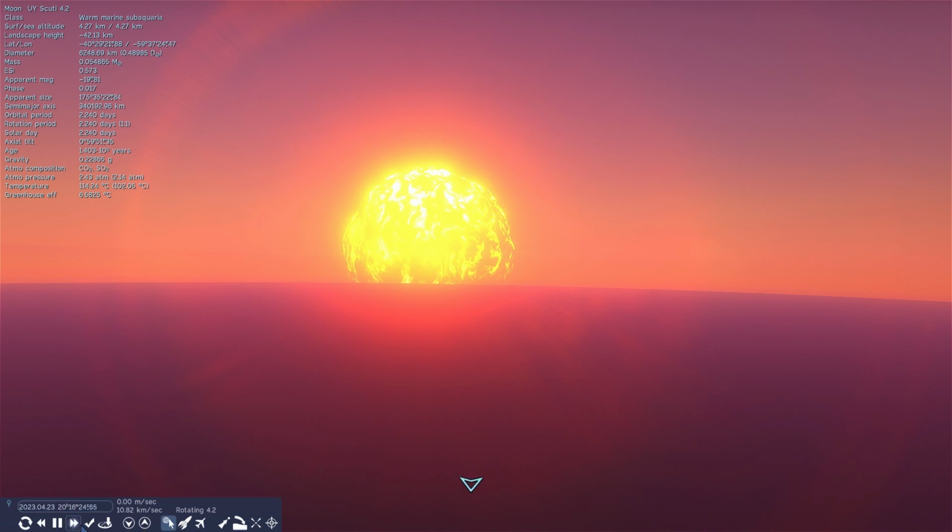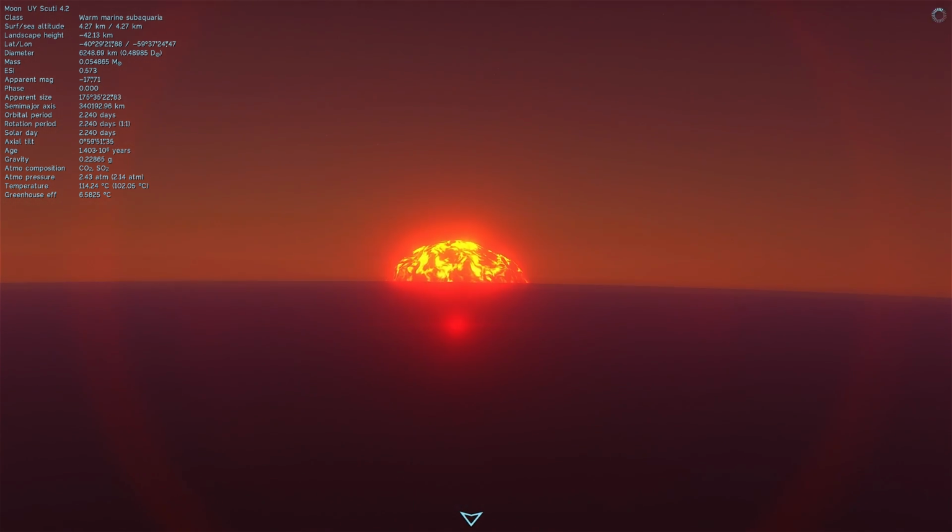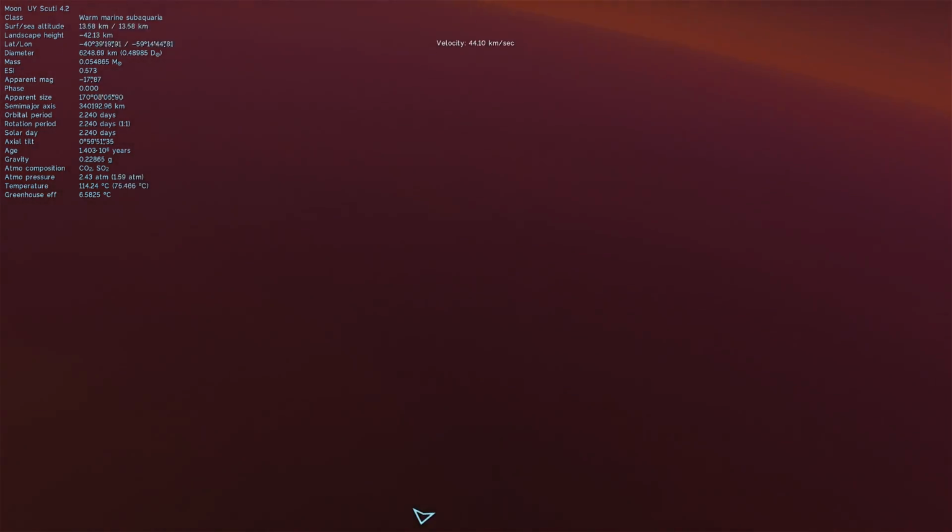And the sunset, or possibly sunrise, or I guess UY Scuti rise on this... Okay, that's UY Scuti set on this moon is absolutely beautiful. Look at how gorgeous this is. All right, so that's pretty cool so far.